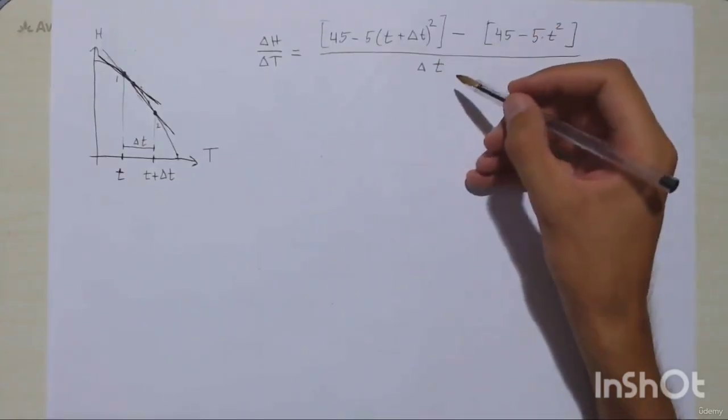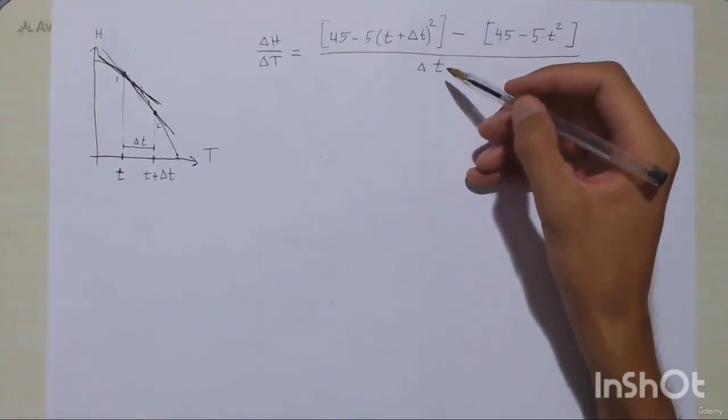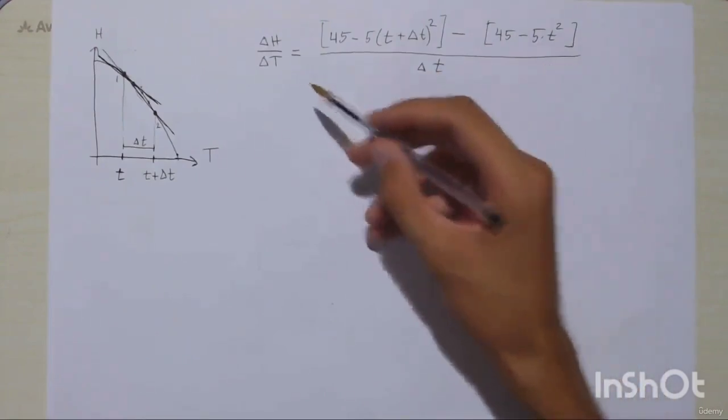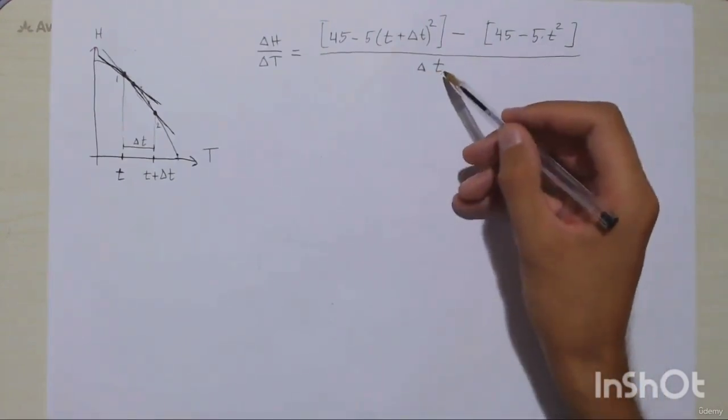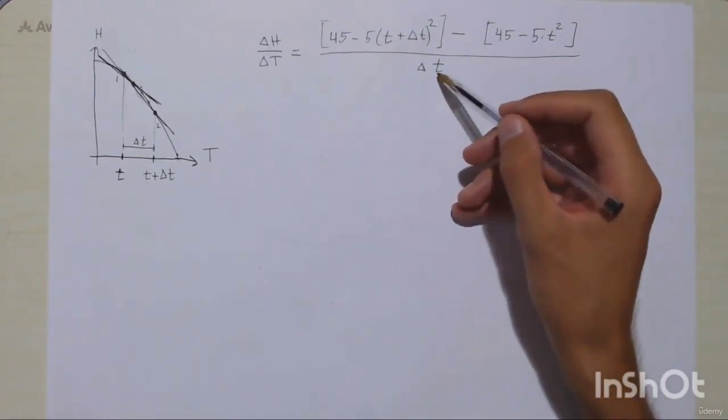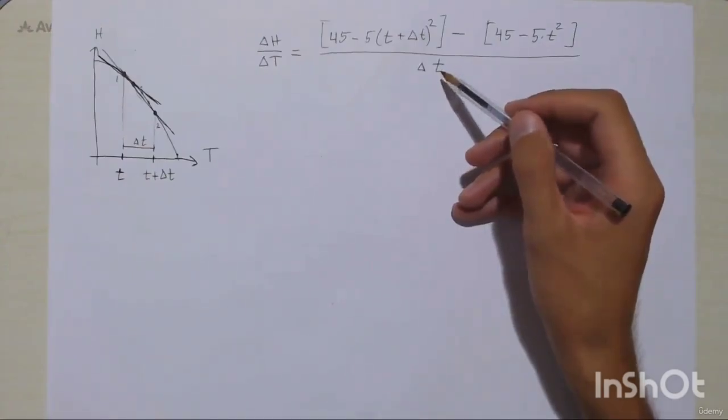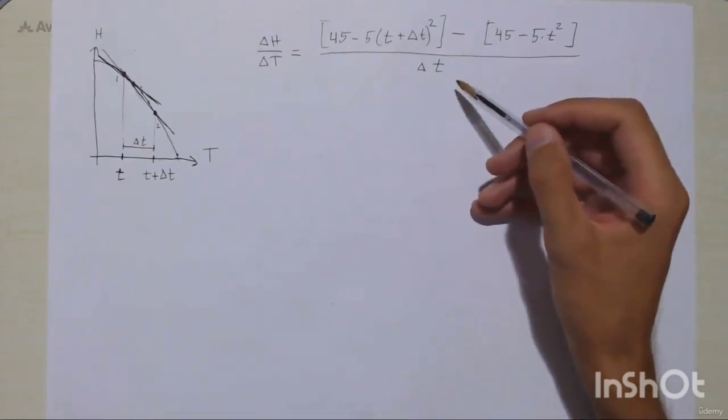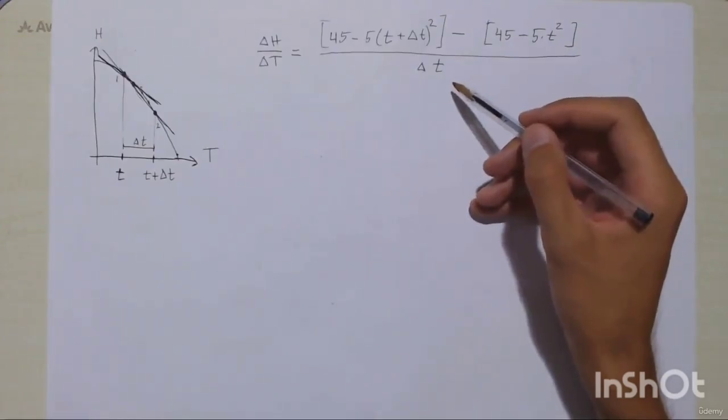If we take delta t equals 0, then we should find our instantaneous change. However, we can't just put 0 inside, because then we would divide by 0 and then the equation would be undefined. So we can't find this instantaneous change through direct calculation.